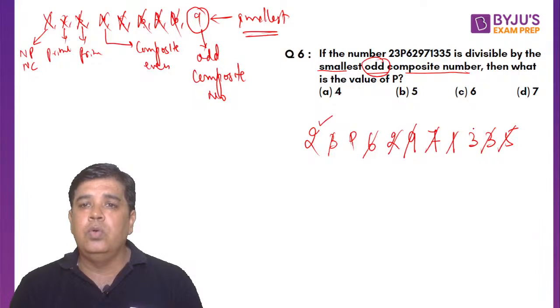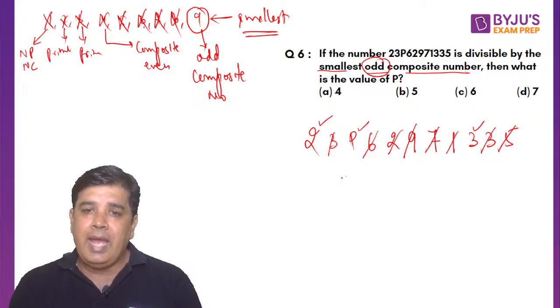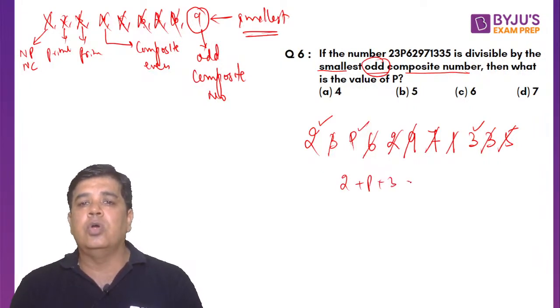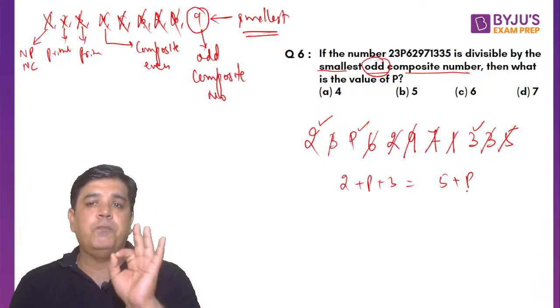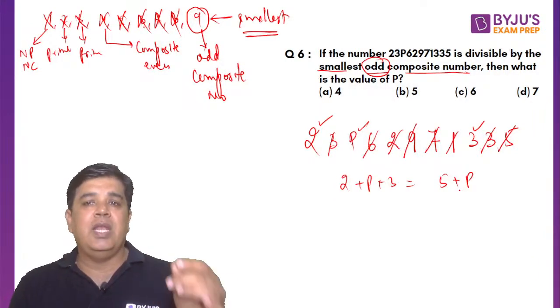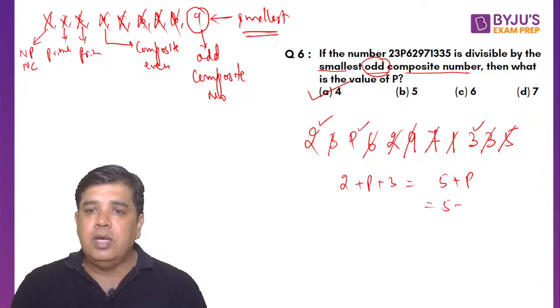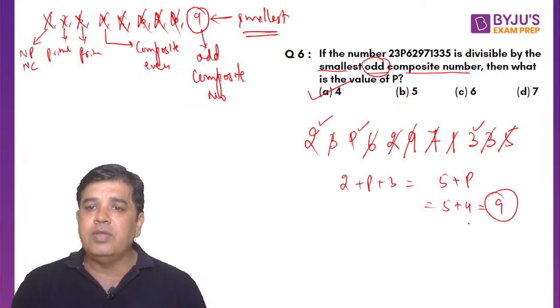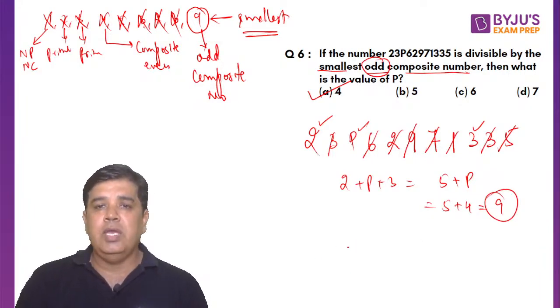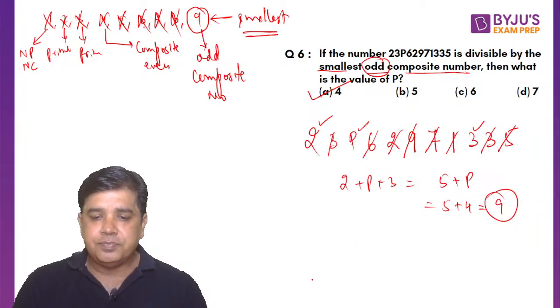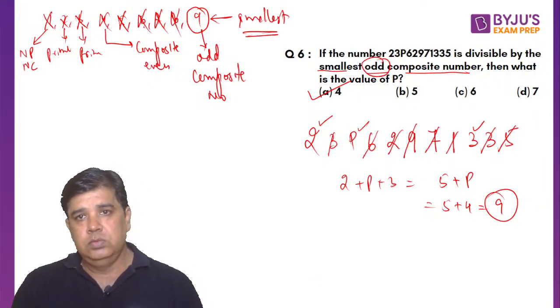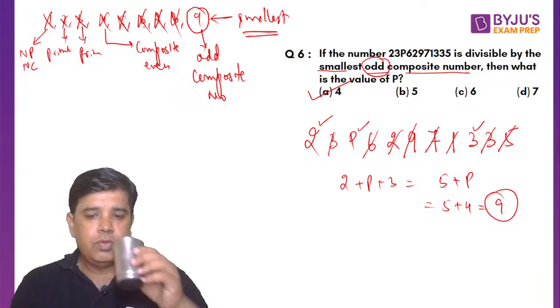What is left? 2, 3 and P. Add these 3 digits only. This is 5 plus P. Now what should come in place of P to make it divisible by 9? Only 4. Only 4 will help us to find the number which is divisible by 9. Okay, so answer is A part, 4. Are you getting this?